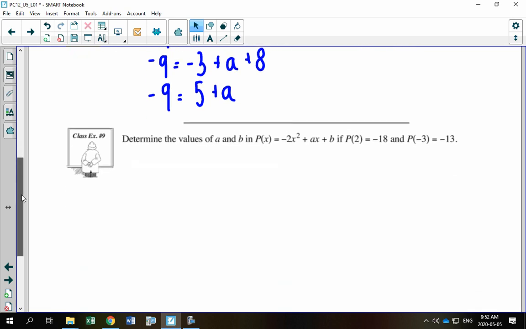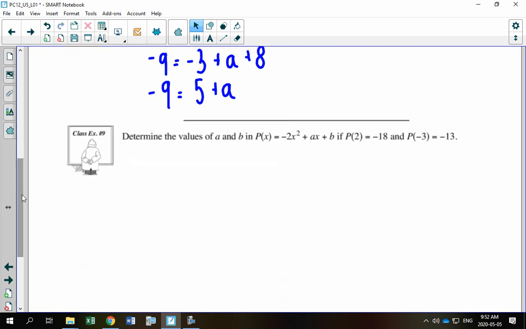Okay, number 9, determine the value of a and b in p of x if p of 2 is negative 18 and p of negative 3 is negative 13. So we're going to have to solve for this expression 2 times. So one time making x 2, and then the second time making x negative 3. So let's set this up.